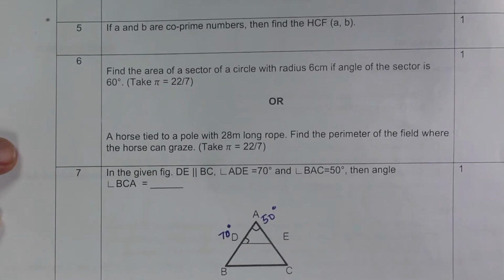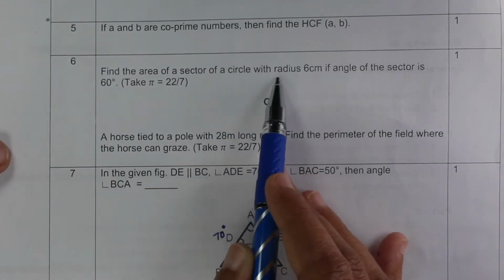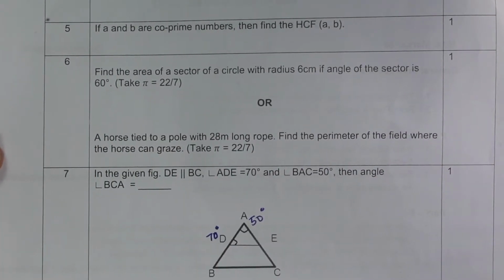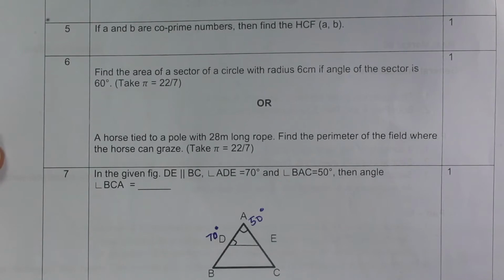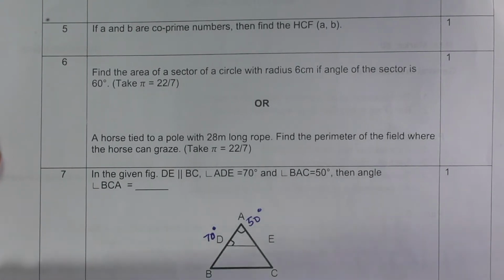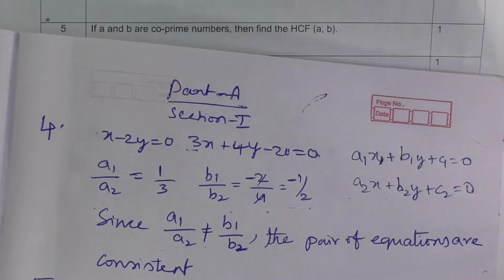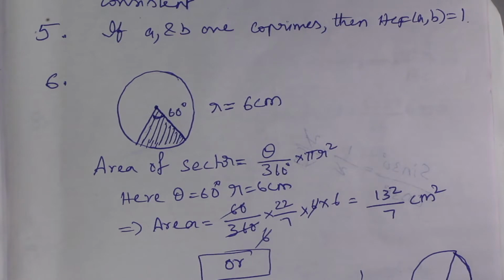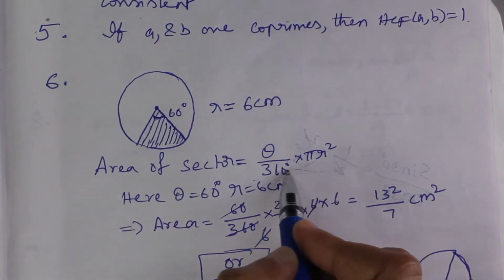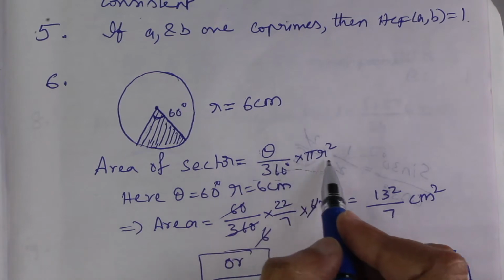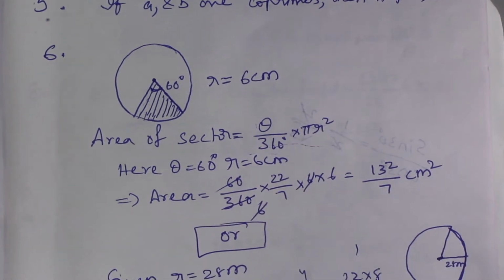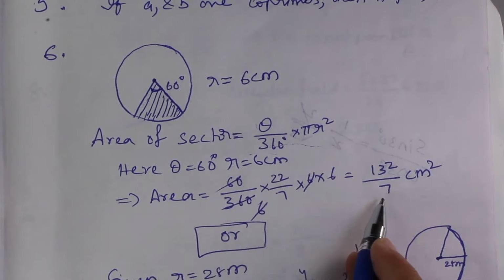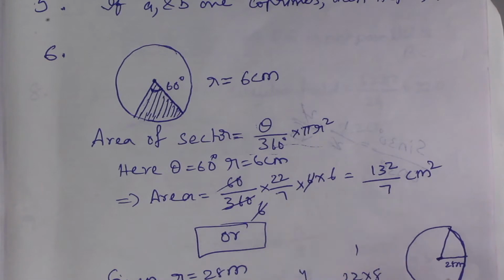Now let's look at the sixth question. Find the area of a sector of a circle with radius 6 cm if the angle of the sector is 60 degrees. So he has given the radius of the circle is 6 cm and the angle of the sector is 60 degrees. We know the formula for the area of the sector, right? Which is theta by 360 into pi r square. Here theta is the angle of the sector, r is the radius of the circle. So theta is equal to 60 degrees, r is equal to 6 centimeters, and I got the area to be 132 by 7 centimeters square. So this is the solution.